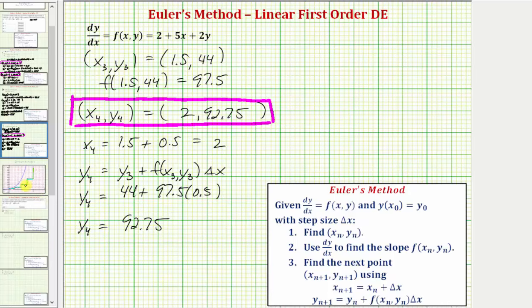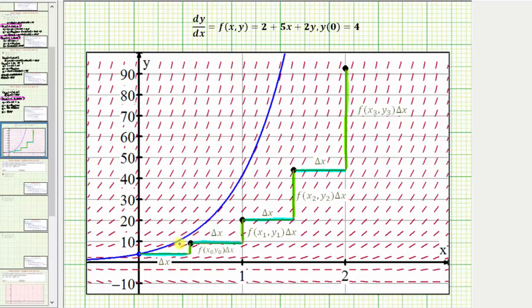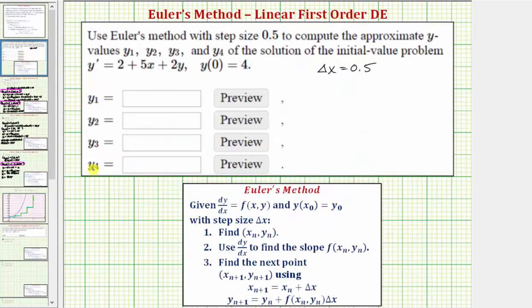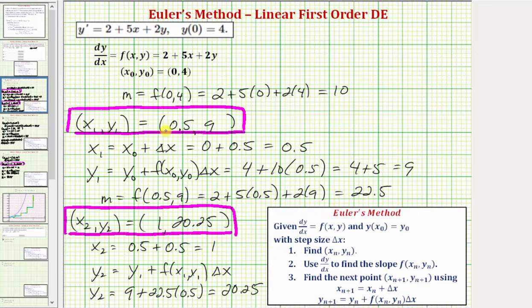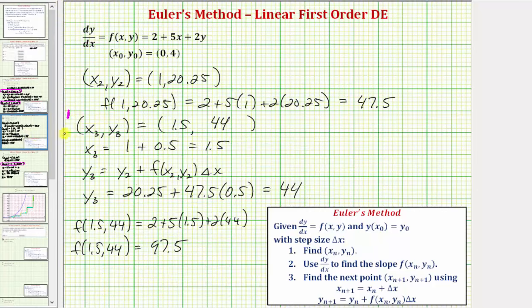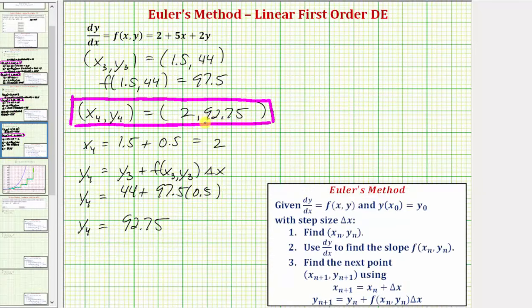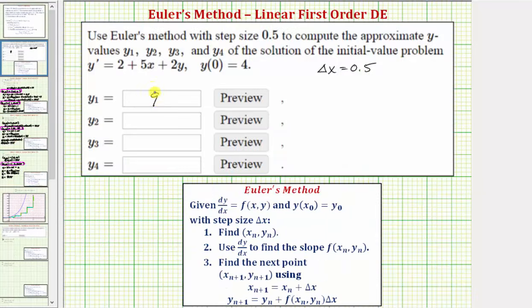Going back to the graph just for a moment, these are the 4 points that we just found. Remember, our question does only ask us to enter the y values. So y sub 1 is 9, y sub 2 is 20.25, y sub 3 is 44, and y sub 4 is 92.75.